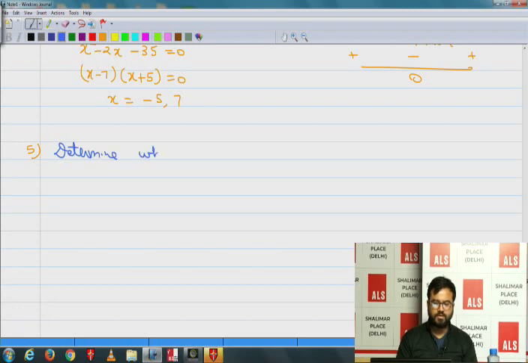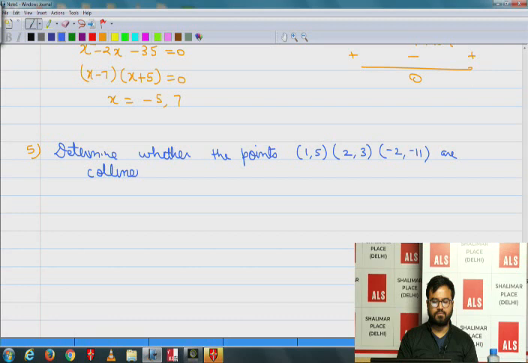Determine whether the points 1, 5, 2, 3, negative 2, negative 11 are collinear or not. So 3 points are given, 1, 5, 2, 3, negative 2, negative 11. You have to check whether these are collinear. Collinear means which are in the same straight line.